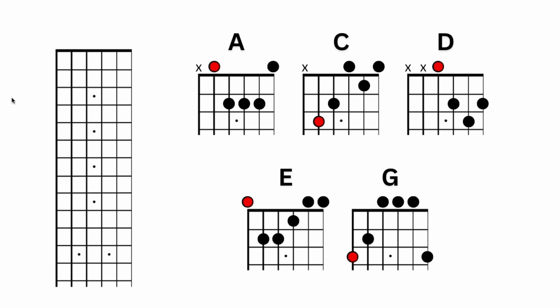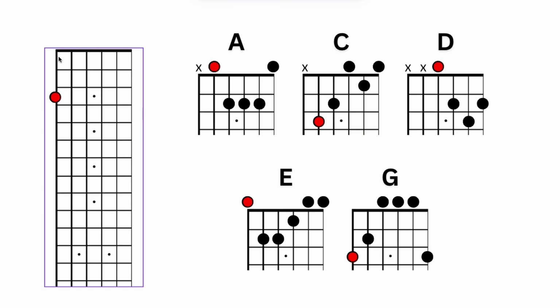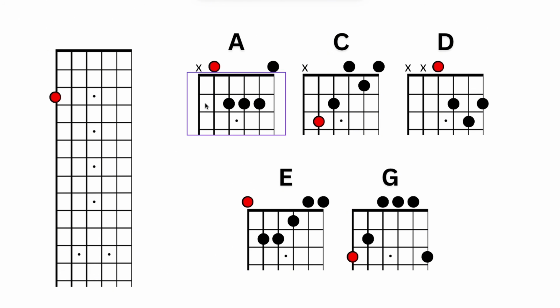Now let's assume you find a note on the 6th string. For example, this one over here. That's a G note. E, F, G, following the alphabet. So what chord shapes from these 5 shapes have that note on the 6th string? This shape and this shape.